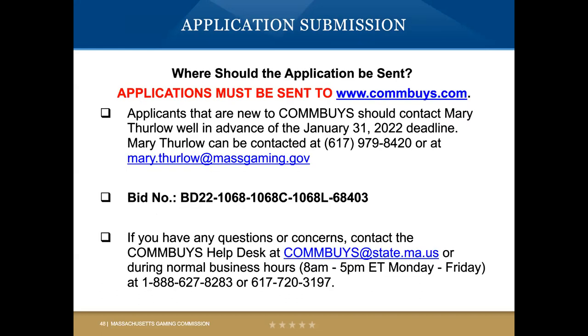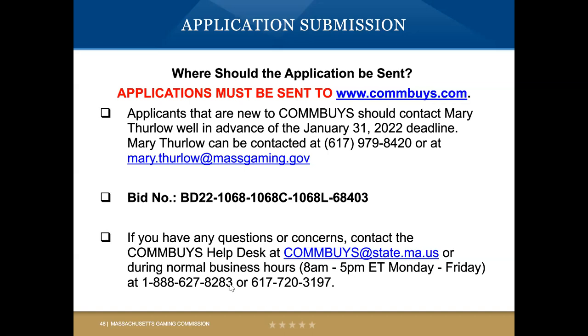Next, where should the application be sent? It should be sent through CommBuys. In the event that an entity is unable to file an application due to technical problems with CommBuys, we need to receive the application at least by January 30th. The reason being, we have to upload any application that cannot go through CommBuys, and we have to show CommBuys that indeed we did receive the application by the due date. So the RFR closes on the 31st, and that is why we're saying January 30th for that particular matter, but we don't anticipate there being any problems. But of course, if you do have a problem, please let us know as soon as possible.